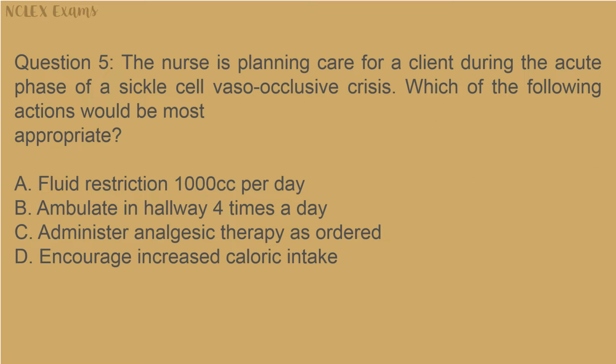Question 5. The nurse is planning care for a client during the acute phase of a sickle cell vaso-occlusive crisis. Which of the following actions would be most appropriate? A. Fluid restriction 1000 cc per day. B. Ambulate in hallway 4 times a day. C. Administer analgesic therapy as ordered. D. Encourage increased caloric intake.